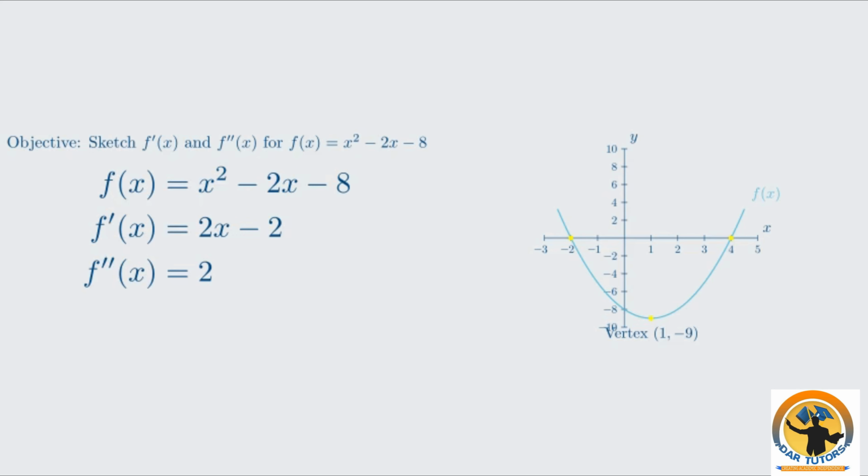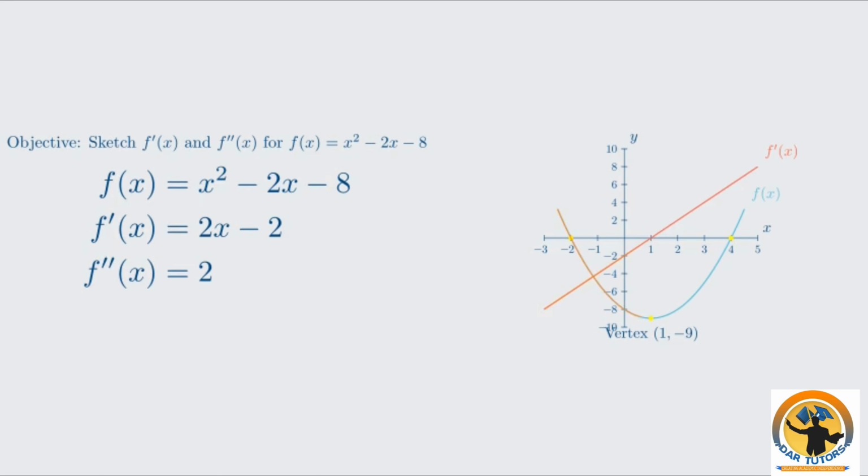Next, let's sketch the graph of the first derivative. f prime of x equals 2x minus 2. This is a straight line with a y-intercept of -2 and a slope of 2. It crosses the x-axis at x equals 1. Let's verify this with the properties of f of x. The local minimum of f of x is at x equals 1. At this point, the tangent is horizontal, so f prime of 1 must be 0. Our graph of f prime of x correctly shows an x-intercept at x equals 1.